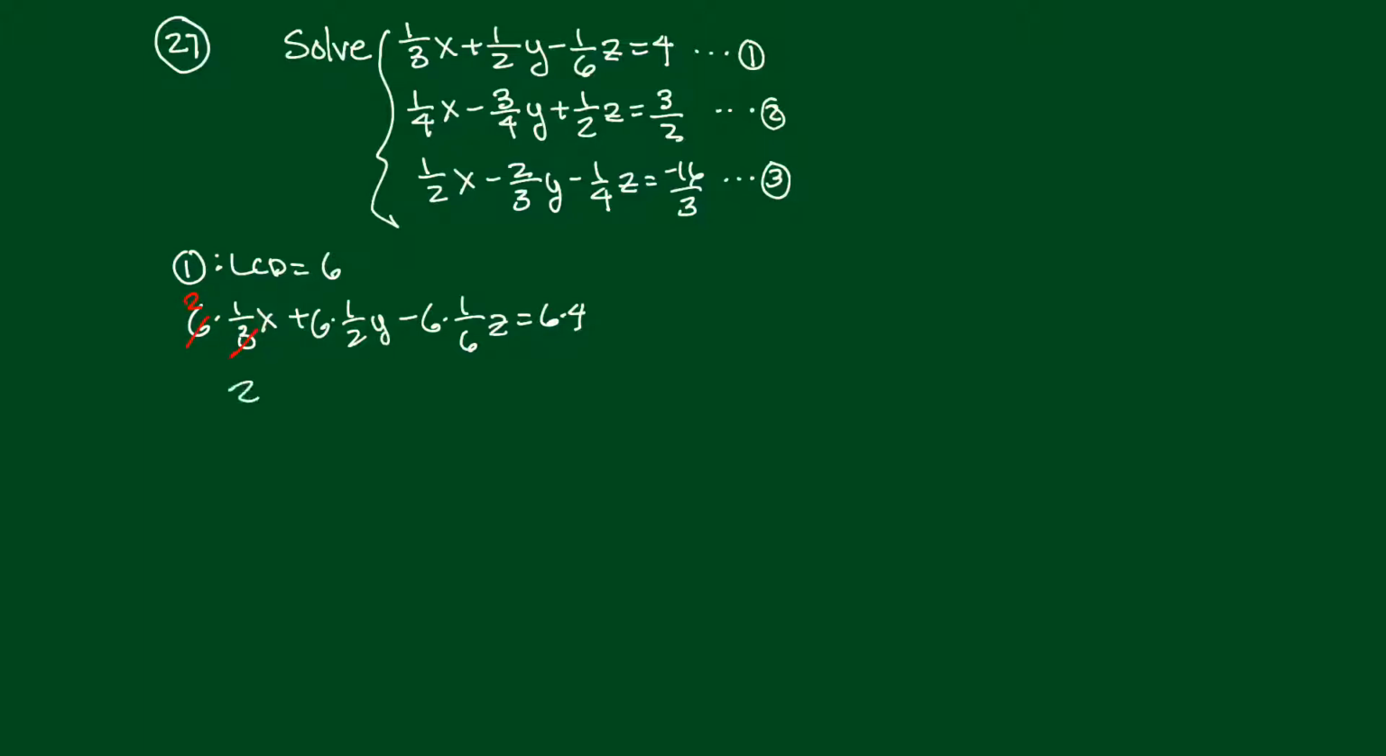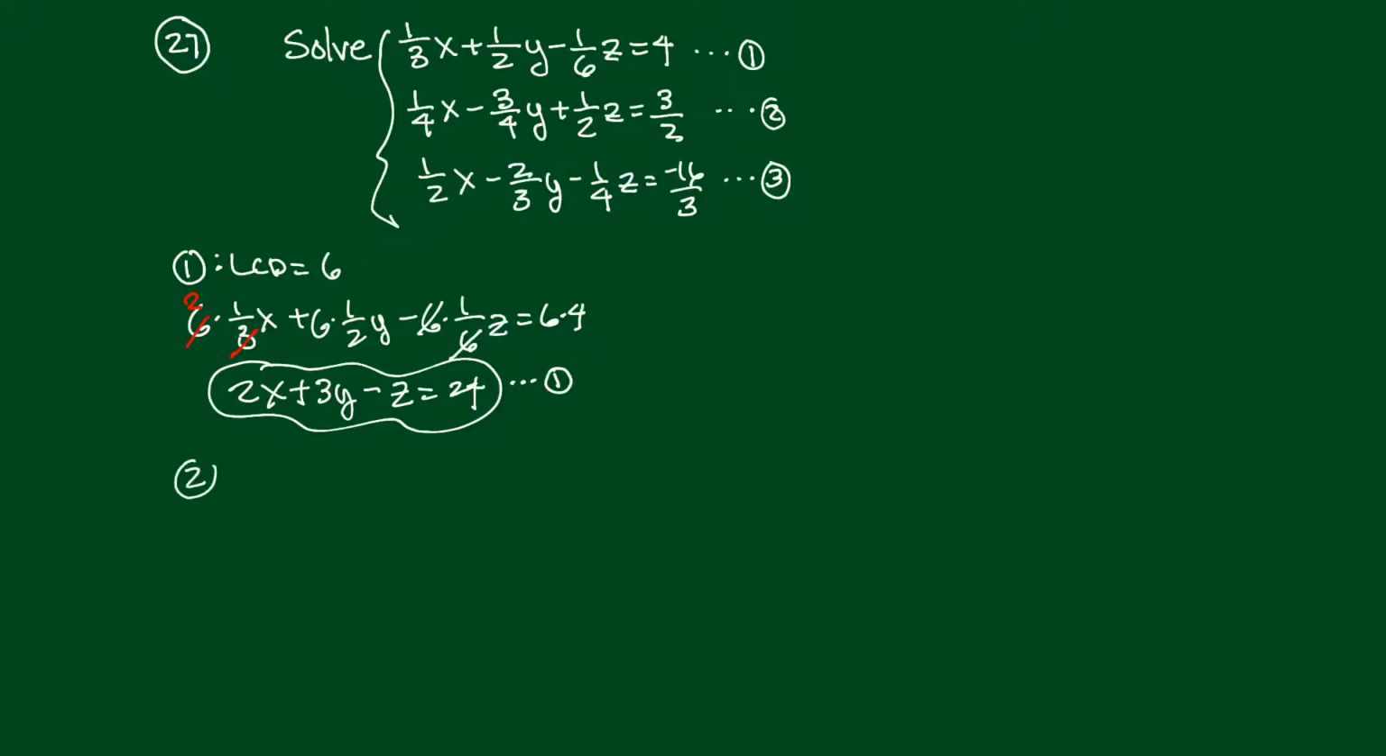So you get 2x plus, now let's just do this one here. 2 into 6 is 3. 3 times 1 is 3, so you get 3y minus, these 6's are going to cancel, right? And you're just left with what? 1z, or just z, equals 24. Okay. Now this, I'm still going to call it equation 1 because it really is equation 1, just a different multiple.